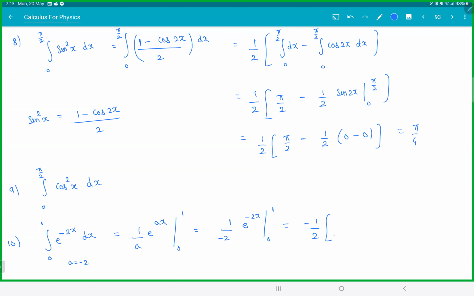So minus of e power minus 2, e power 0. Be careful, e power 0 is 1. So minus of 1 by e square minus 1. Send minus inside. 1 by 2, 1 minus 1 by e square. You can leave the answer like that.